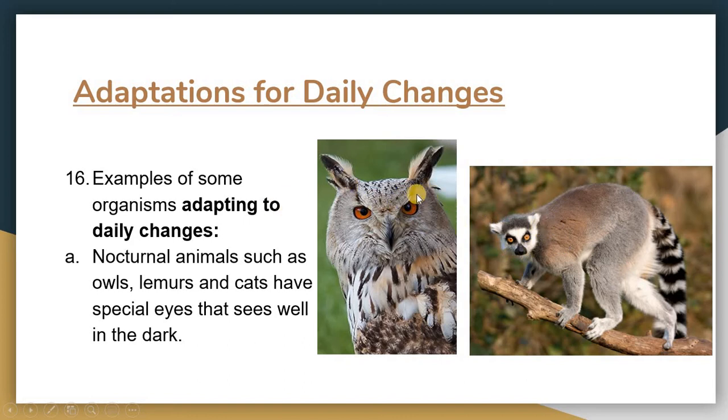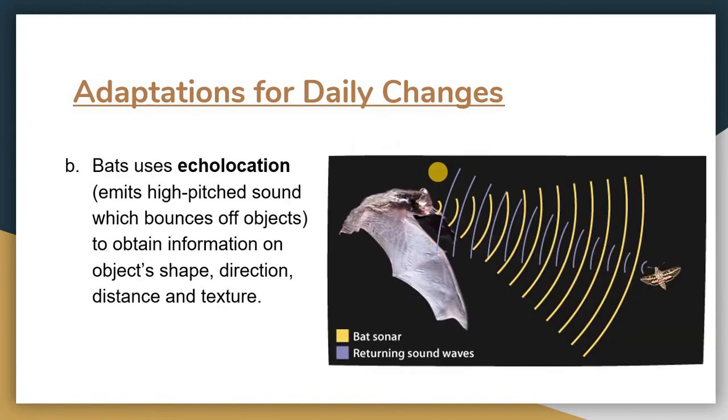Okay, so these eyes, sometimes you see they actually glow in the dark, and they actually see really well in the dark. Okay, so we know that an owl normally comes out in the night to hunt. So these special eyes help them to detect the prey, help them to see well in the dark, help them to navigate around.